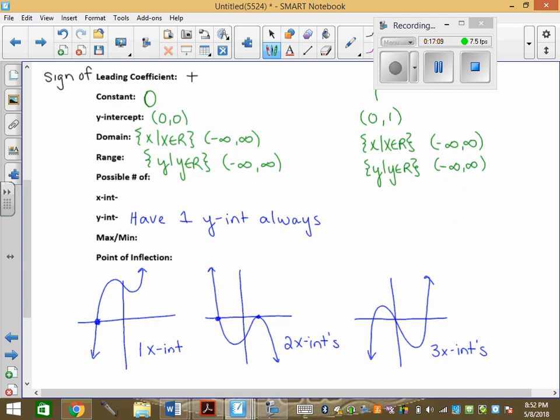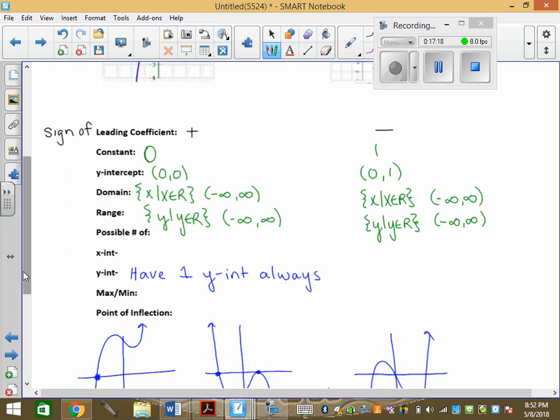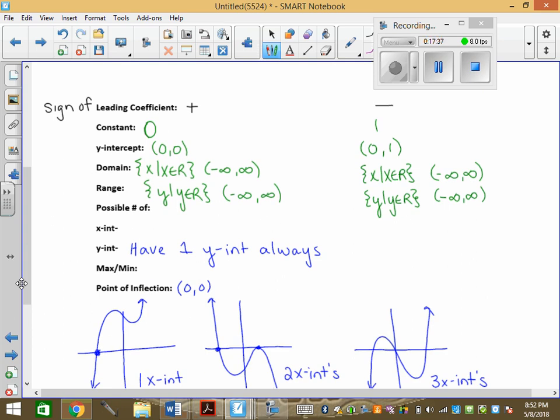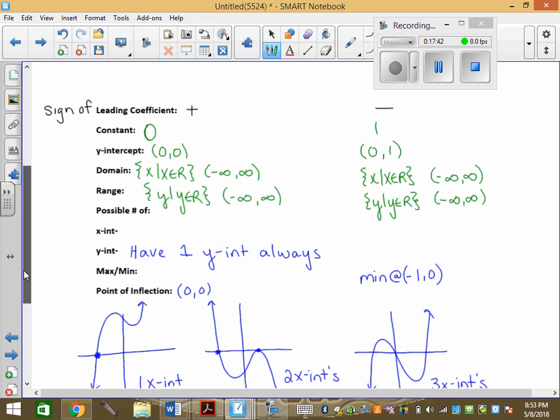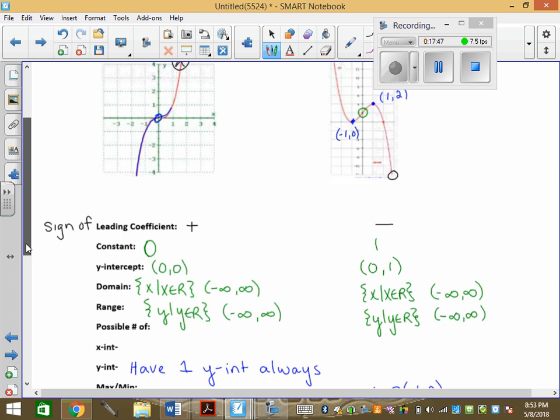For this particular graph above, I have a point of inflection. It just curves through. There's neither a max nor a min. This right here is called the point of inflection. So this one has a point of inflection at (0, 0). This graph here has a minimum at (-1, 0), and a maximum, the highest, at (1, 2).